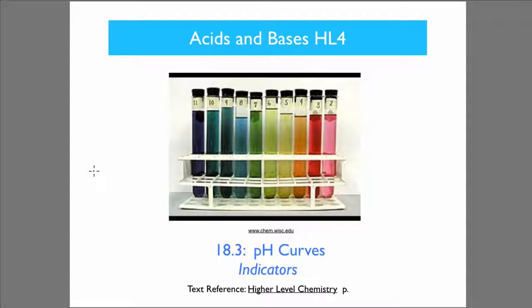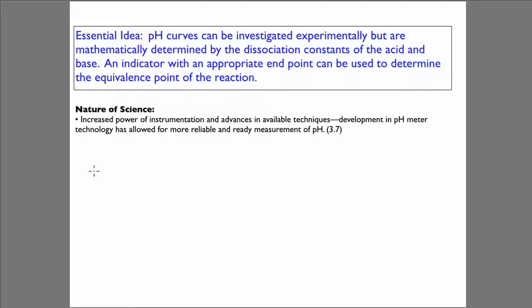Acids and bases, high level 4, pH curves, indicators. The essential idea: pH curves can be investigated experimentally, but are mathematically determined by the dissociation constants of the acid and base. An indicator with an appropriate endpoint can be used to determine the equivalence point of the reaction.